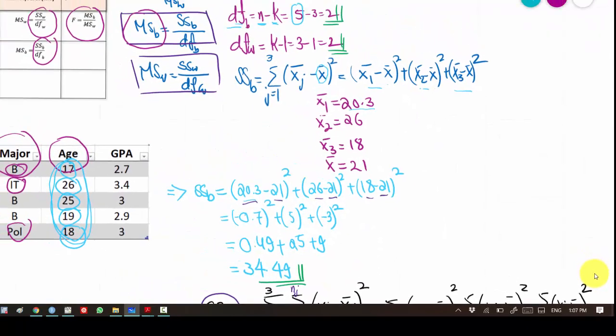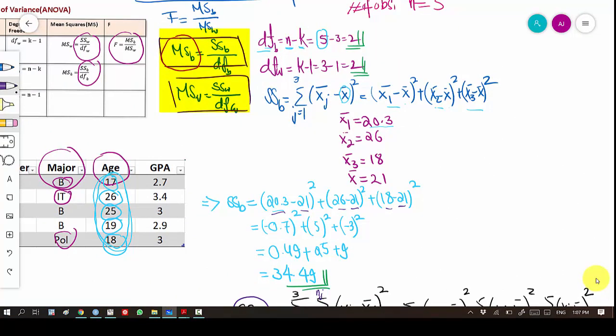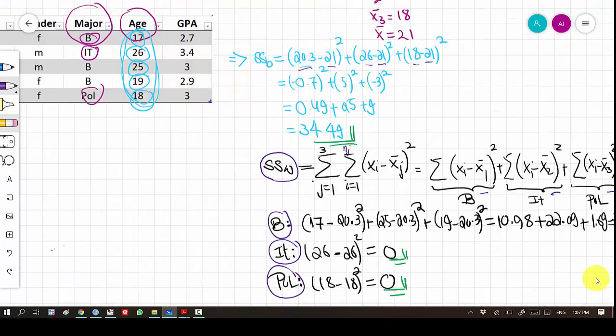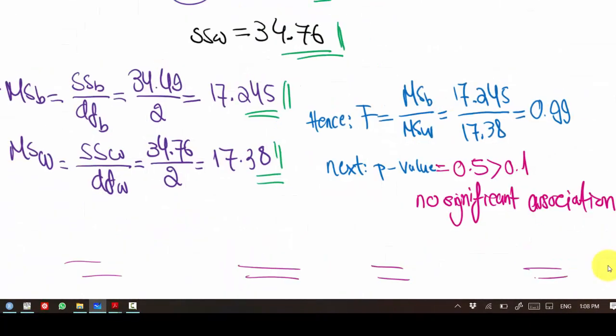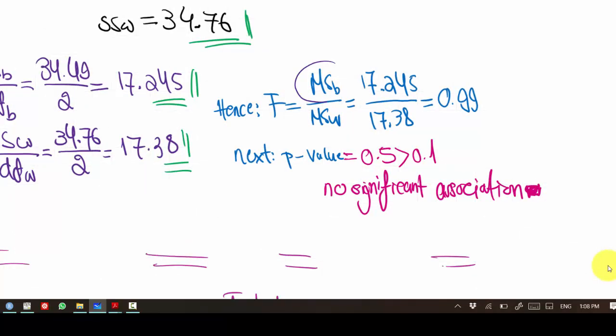Now, going back, you see that I needed the sum of squares between and degrees of freedom between for mean squares between, and the sum of squares within and degrees of freedom within for mean squares within, and I calculated all those. Let me put them together. Mean square between is sum of squares between divided by degrees of freedom between, 34.49 divided by 2, which is 17.2545, and mean squares within is calculated the same way, it's 17. Hence, the F statistic is the mean squares between divided by mean squares within, and inserting the values, I get 0.9.